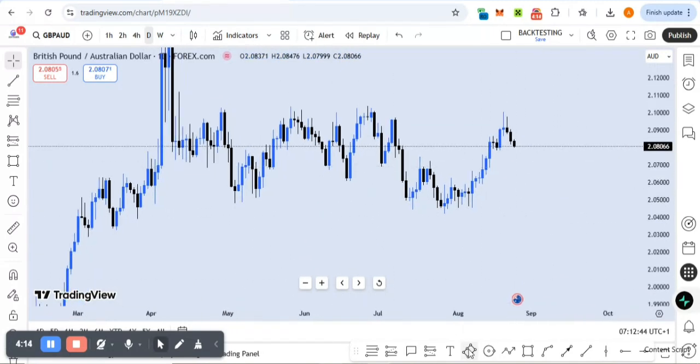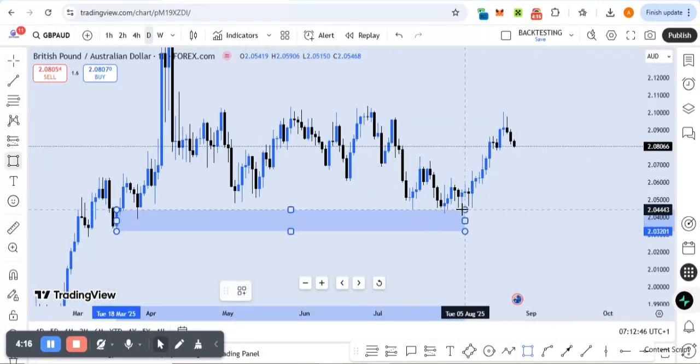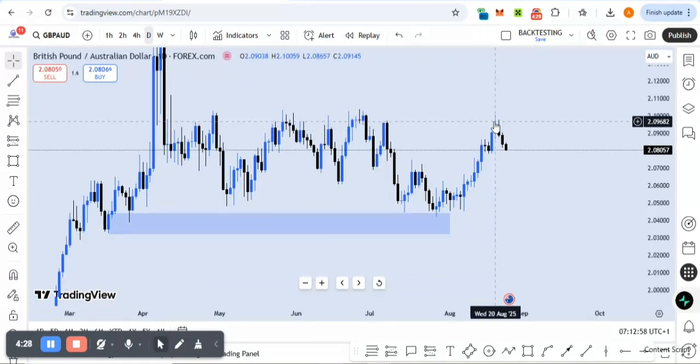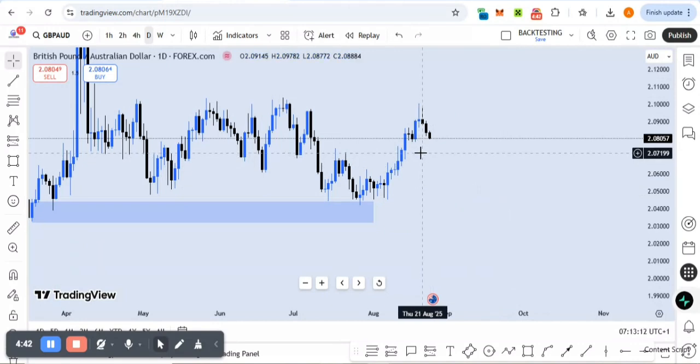For the GBPAUD trade, remember we bought at this point, and then we took our profit at this point. Then we took a sell, and I think at this point we took another sell from here. So we are currently on a sell, and our target for this particular sell is around this point, where we are going to exit our trade. That's basically it for now. This is the sell trade I made mention of previously.